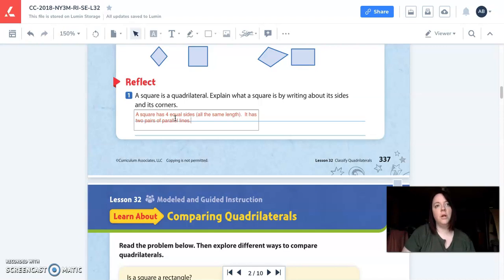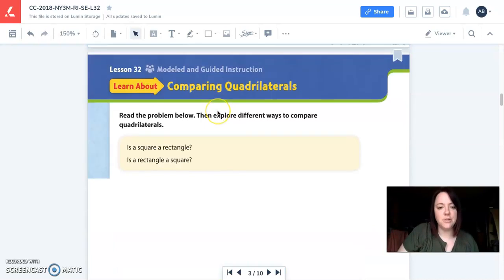We could put four square corners, but that's not really identifying that it's quadrilateral because there's more things that are quadrilateral. So we're just going to skip that part. But it does have four square corners. I'm just trying to think of something else that we could put. But I think we got everything. Okay, let's move on to the next page.